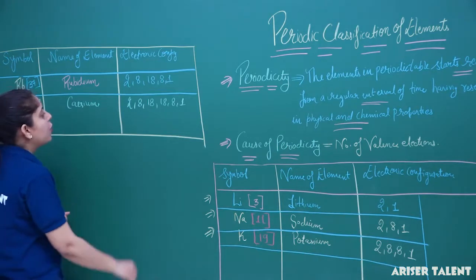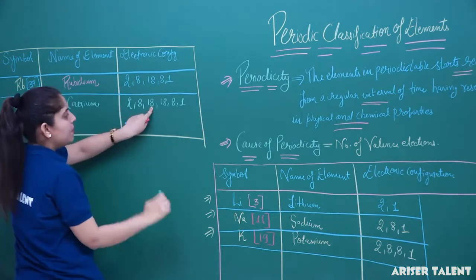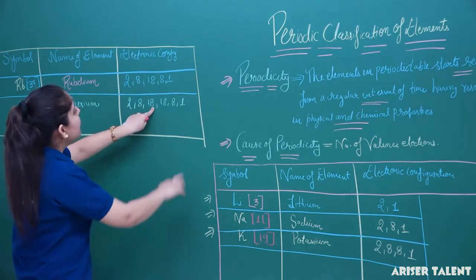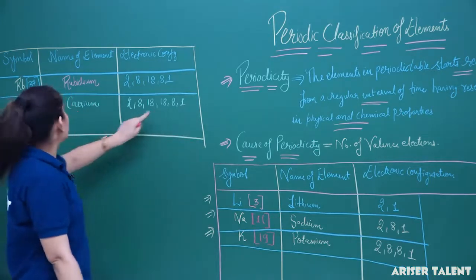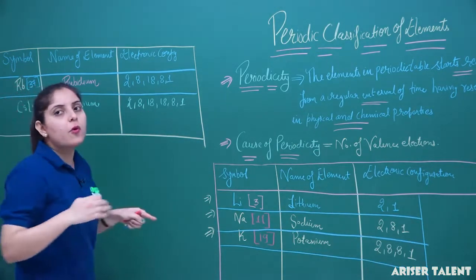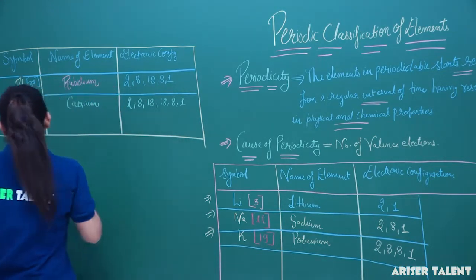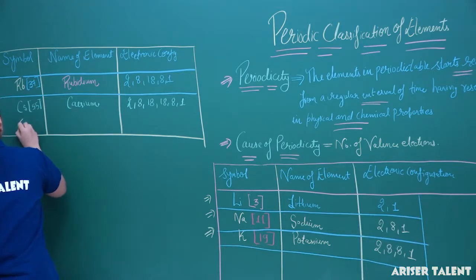So, let us check this electronic configuration. Up to this, we have counted 8 plus 2, 10, 10 plus 18, 28, 28 and 1, 29, 29, and after counting the rest, we will get atomic number 55. So 55 atomic number is for cesium only. Now let us consider one more example here, that will be the last one.